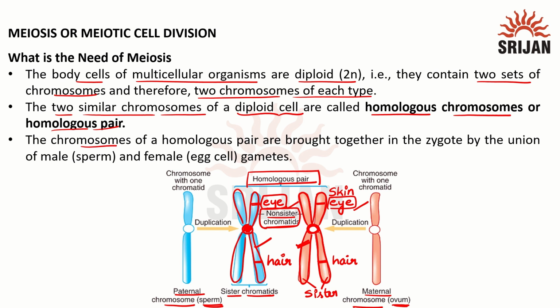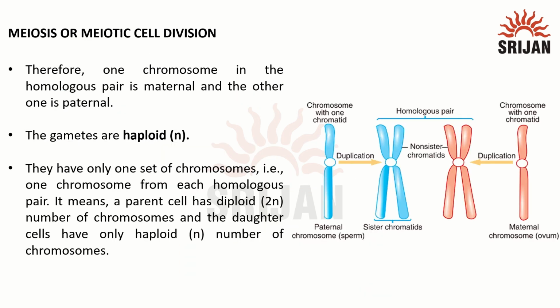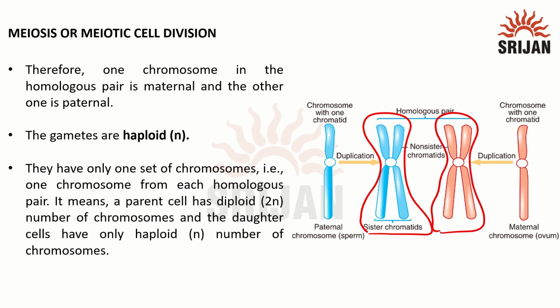The chromosomes of a homologous pair are brought together in the zygote by the union of male and female gametes, that is sperm and egg cell. Now, how does this occur? This chromosome has been given to the child by the father and this chromosome by the mother. So, one chromosome in the homologous pair is maternal, the other is paternal.